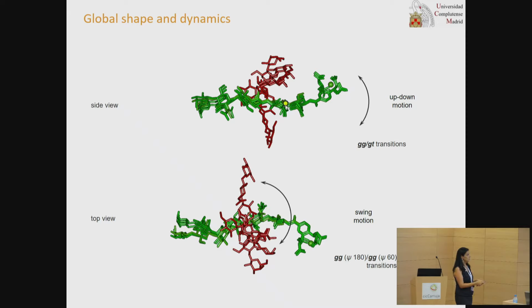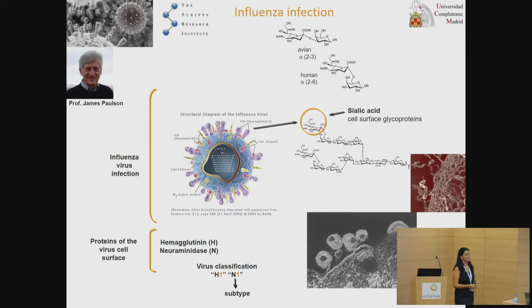Then, with this information, for the first time we could obtain the global shape and the dynamics of this oligosaccharide that, when you look from the side, displays this type of transitions, up and down motions, and when we look from the top, displays also these swing motions due to transitions between the different structures. What next? Next, we see if we can study even more complex structures.